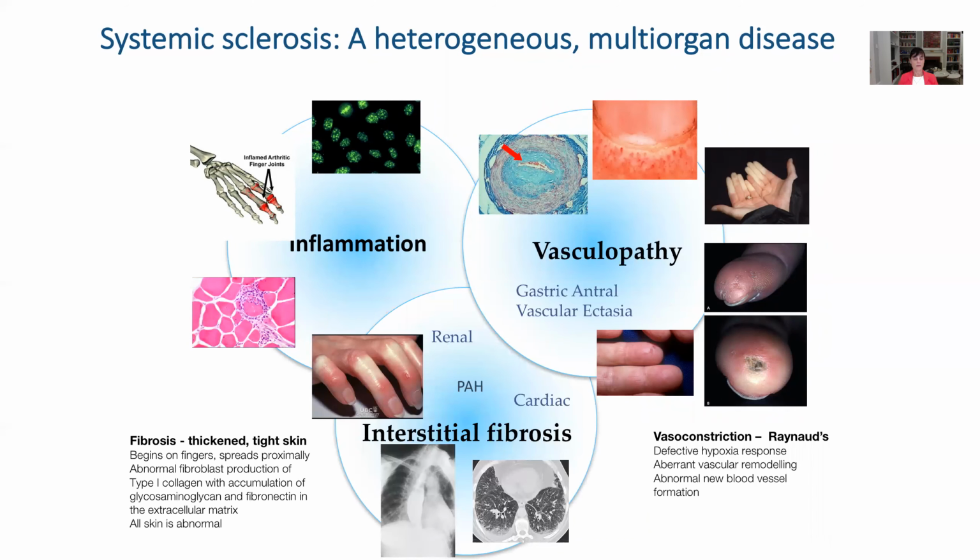And these culminate in the pathological findings of interstitial fibrosis, which classically leads to scleroderma, which is the thickened, tight skin that starts on the fingers and then moves more proximally. And it's due to abnormal fibroblast production of type 1 collagen with accumulation of a range of long-chain proteins in the extracellular matrix. But this fibrosis is also found in the lungs, causing interstitial lung disease, in the wall of the gut, causing dilated esophagus with reflux, as well as any other component of the gut, renal crisis, myocardial fibrosis, and pulmonary arterial hypertension.